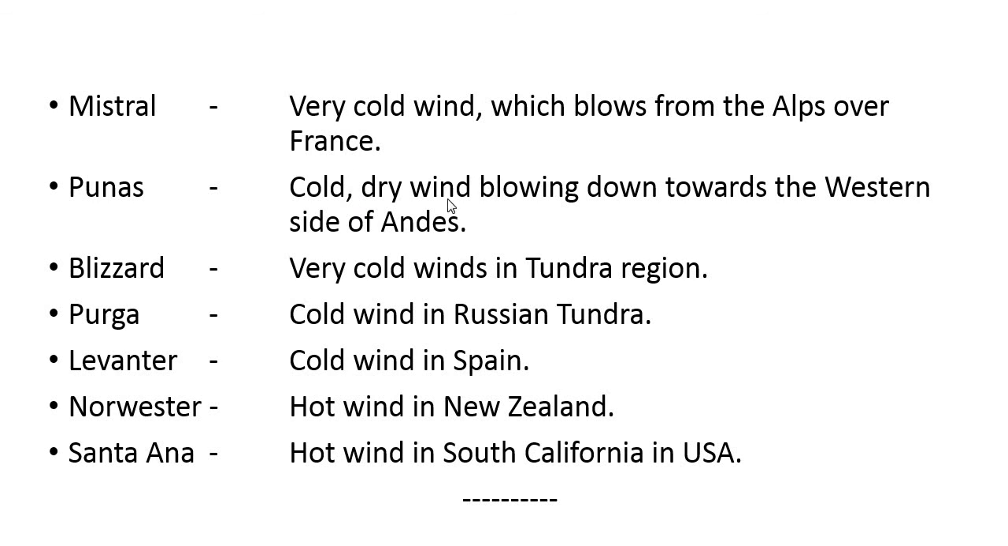Punas, cold dry winds blowing down towards the western sides of Andes. Blizzard, very cold winds in tundra region. Purga, cold winds in Russian tundra. Levanter, cold winds in Spain. Nor'wester, hot wind in New Zealand. Santa Ana, hot wind in South California in USA.